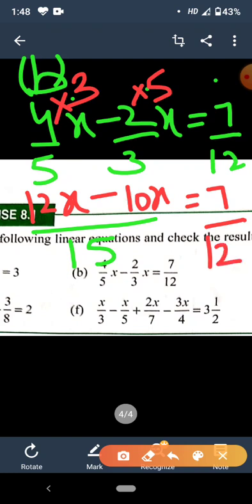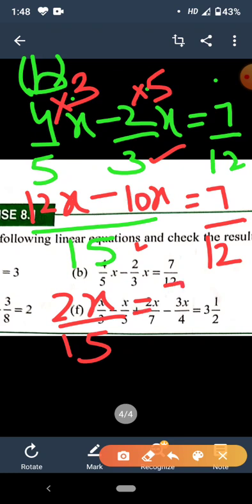Okay. LCM we have taken. Then we divide 15 by 5, that is 3. 4 3s are 12. Divide 15 by 3, that is 5. 5 2s are 10. It is 2x upon 15. Now we have to find only the x.